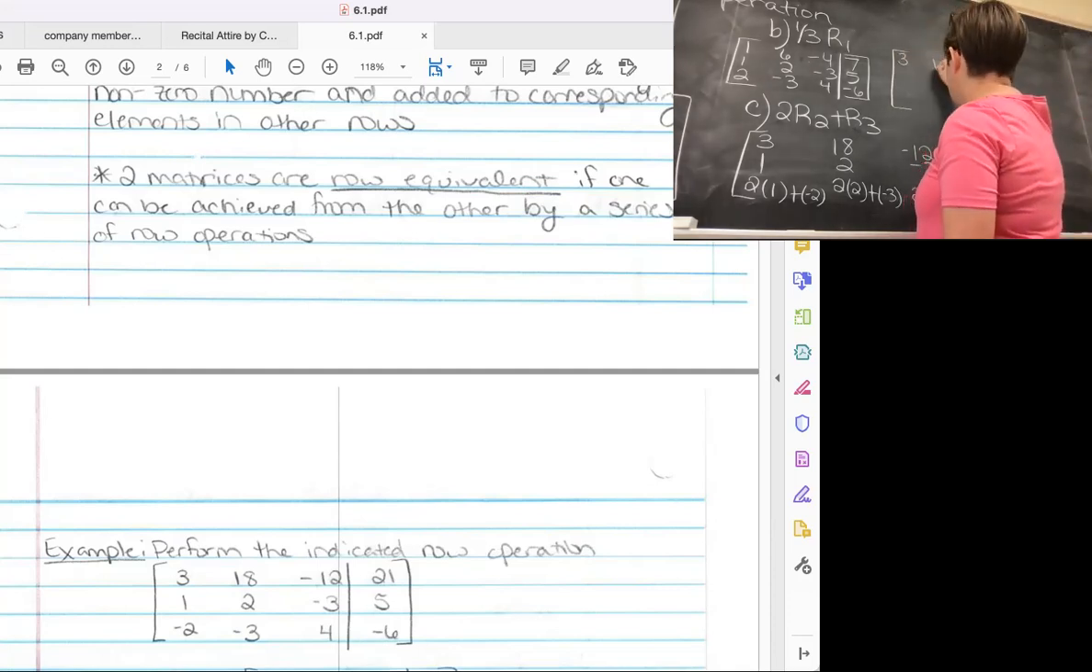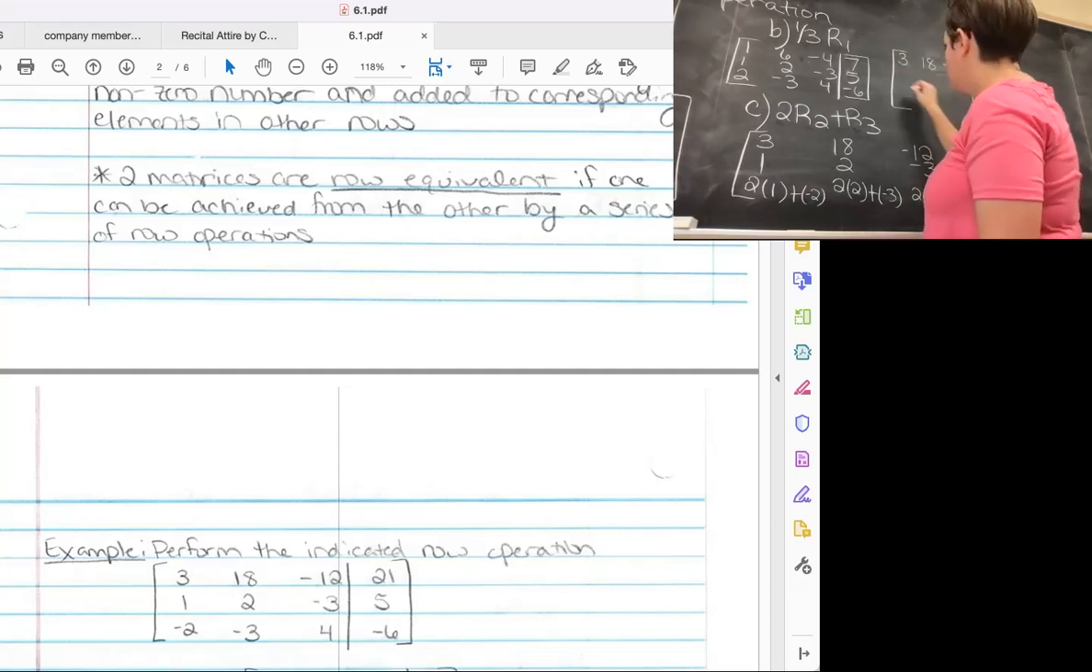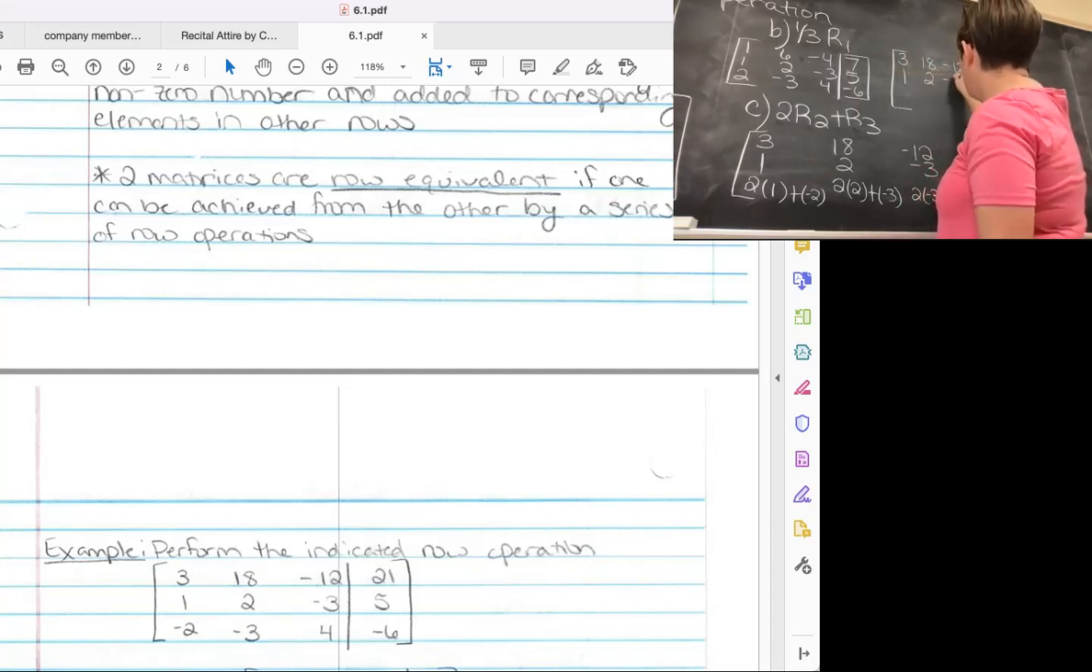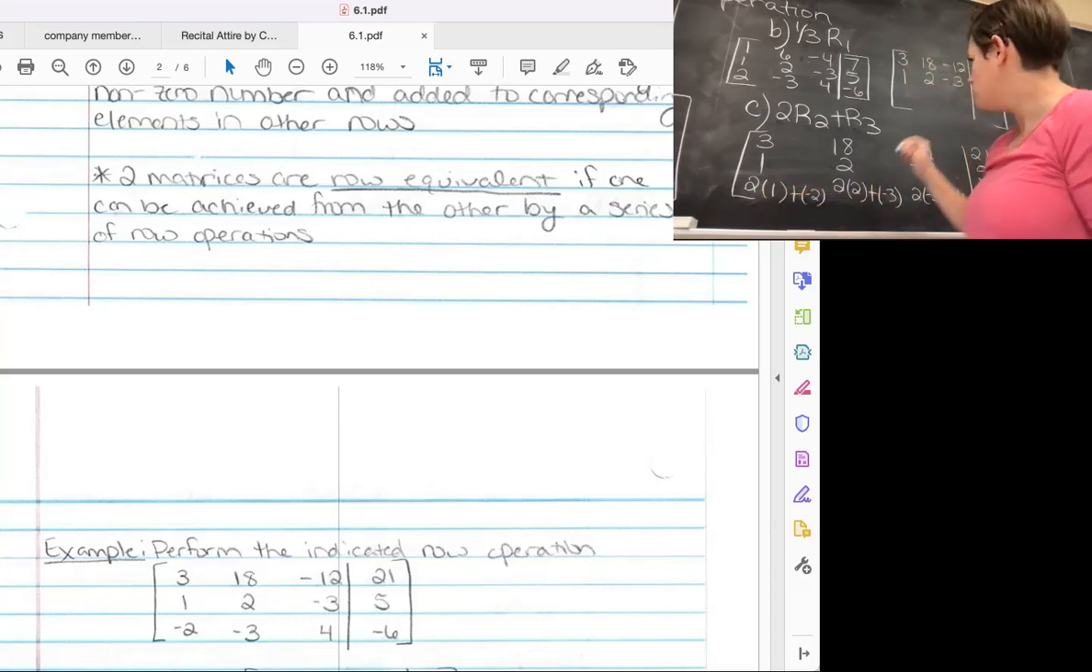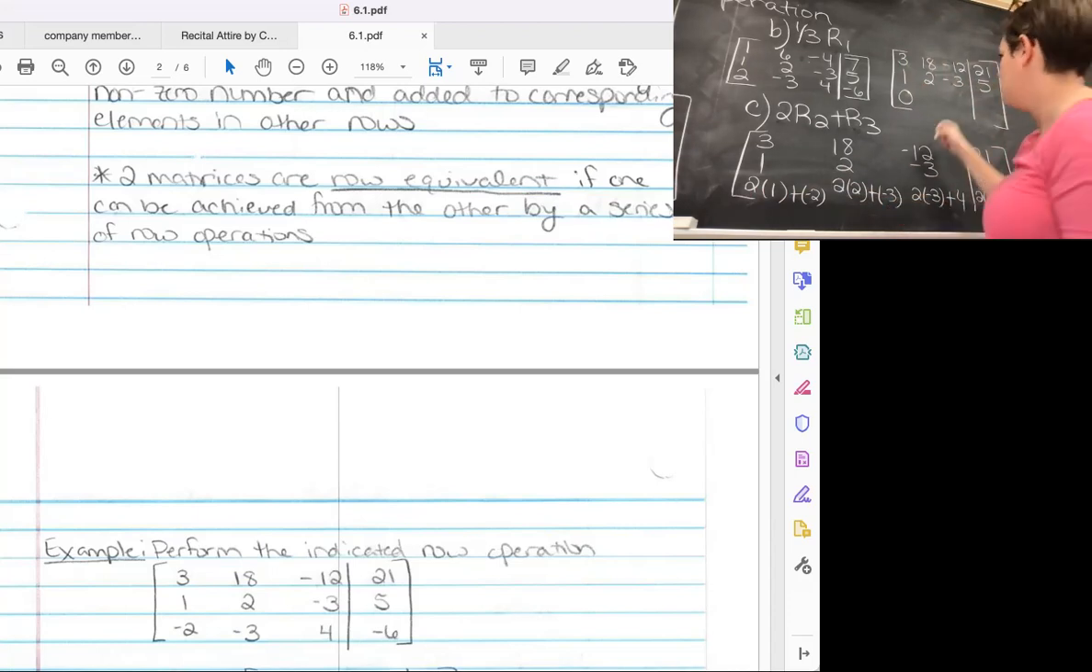So row 1 was 3, 18, -12, vertical bar, 21. Row 2 was 1, 2, -3, 5. And now I'm going to calculate my new row 3. 2 minus 2 will give me 0. 4 minus 3 will give me 1. -6 plus 4 will give me a -2. And 10 minus 6 will give me a +4.